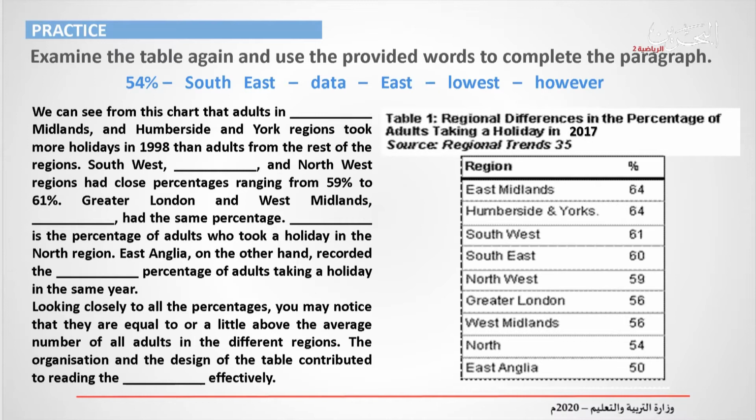Looking closely at all the percentages, you may notice that they are equal to or a little above the average number of all adults in the different regions. The organization and the design of the table contributed to reading the blank effectively. So, you have 5 minutes to do this activity.